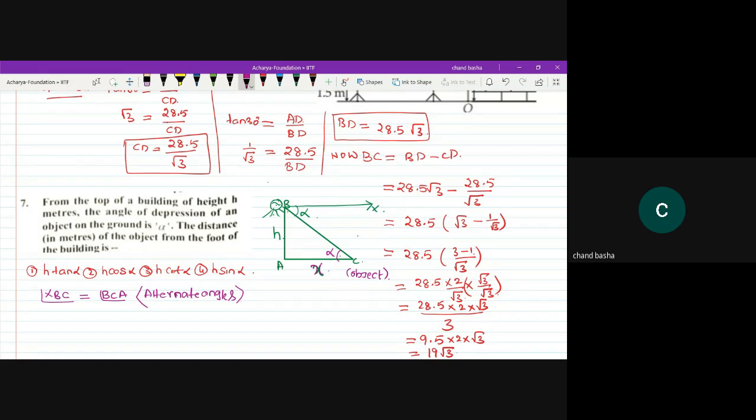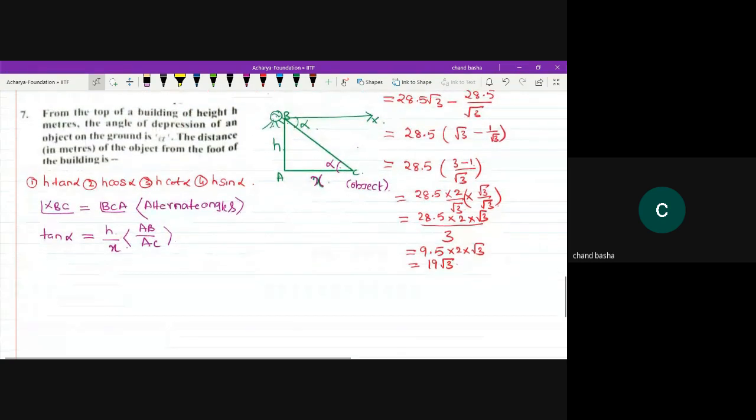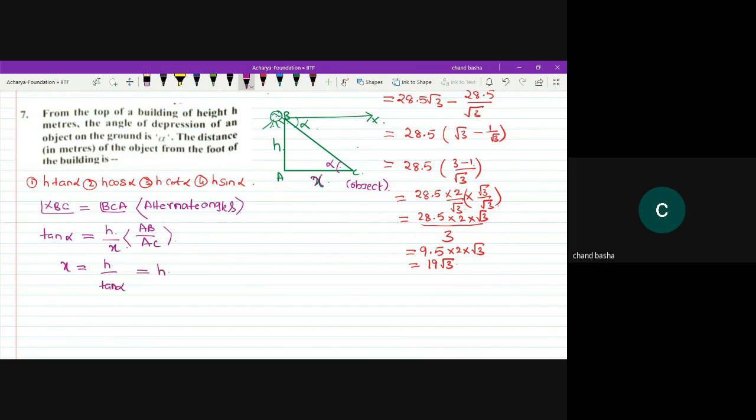Can I make use of tan alpha? In triangle ABC, tan alpha is equal to opposite, that is h, upon adjacent, that is x, because I am going to take AB upon AC. So he's asking the value of x, that is the distance between the base of the tower and the object. From tan alpha equals h by x, you will get x equals h divided by tan alpha. But this is not given. 1 by tan alpha means that is cot alpha. So x is h into cot alpha, the required answer.